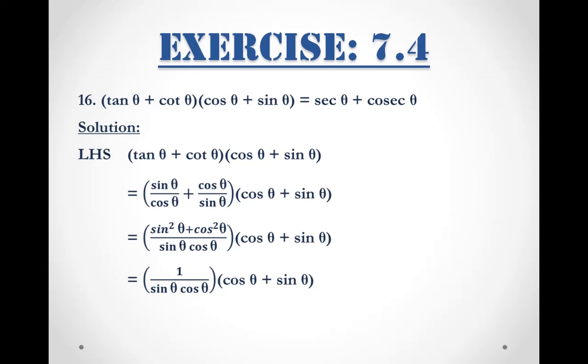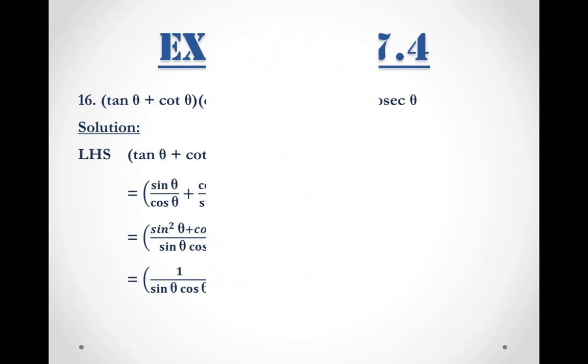Writing the first bracket values as tan can be written as sin theta over cos theta plus cot theta simply can be written as cos theta over sin theta, whereas the second bracket items remain same. Taking the LCM inside the first bracket, we have LCM sin theta into cos theta, so at the place of numerator we have sin square theta plus cos square theta, whereas no change in the second bracket values. As we all know, sin square theta plus cos square theta is equal to 1. So in the next step we have 1 over sin theta into cos theta. Again the second bracket values remain same.